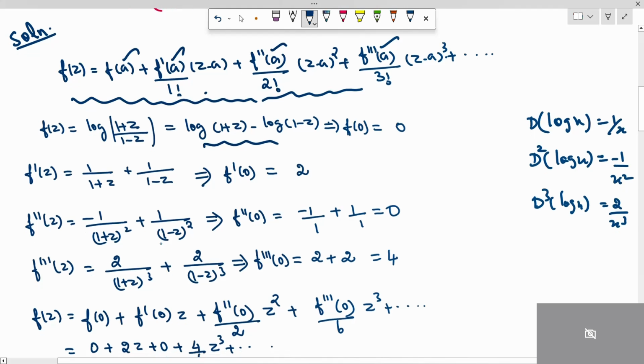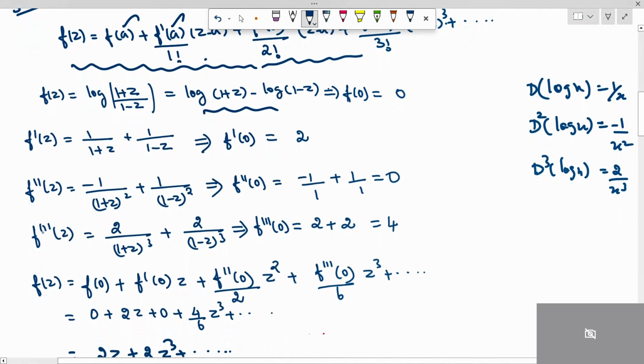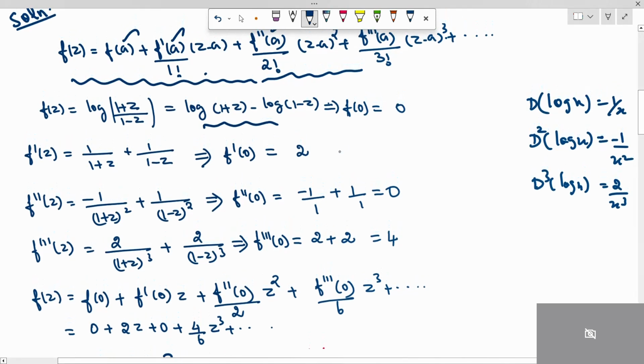Next, the third derivative, f triple dash of z. The third derivative of log x is 2 by x cube. Here we get 2 by (1 plus z) whole cube, and for the other term minus 2 by (1 minus z) whole cube, with the negative sign of the inner derivative, minus times minus is plus. So it is 2 by (1 minus z) whole cube. Then find the values at z equal to 0.